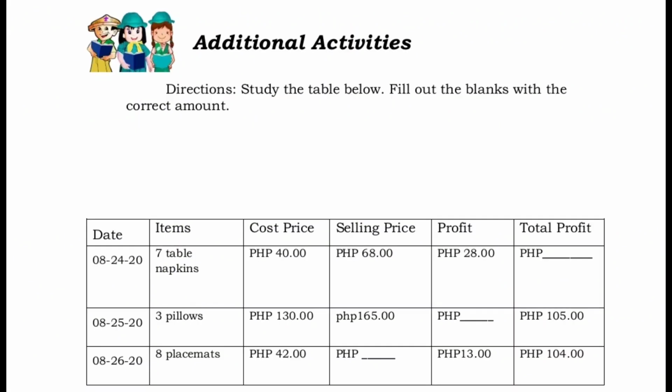In this additional activity, you need to study the table given. You will fill in the missing amounts like the selling price, profit, or the total profit. Use the numbers already given in the table to help you. Make sure you add or subtract carefully to get the correct answers. Additional activities are important because they help students practice what they learned and check if they understand the lesson. They make learning more meaningful by letting students apply their knowledge and build real-life skills like computing profits. These activities also help students think critically and solve problems.